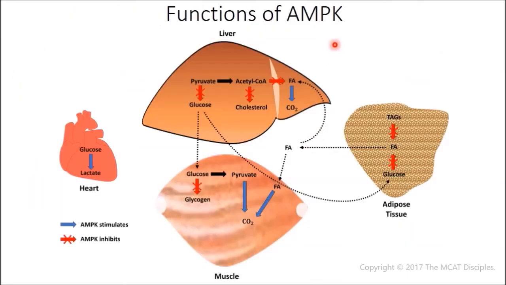Again, we went through functions of AMPK last time, so it's worth mentioning. AMPK working at heart will increase glycolysis. That's a reminder that heart acts a little bit different. You never want to slow down metabolism at heart. You don't want your heart to stop.